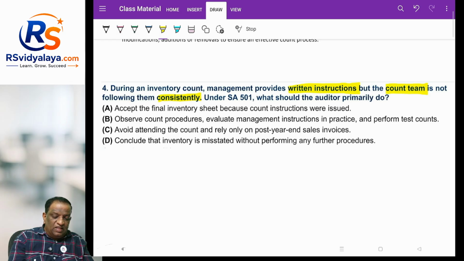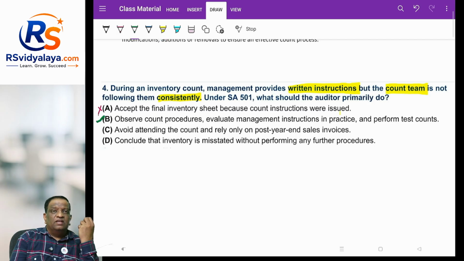So let's see. When they are not following, the answer is: accept the final inventory sheet because instructions were issued. No, mere issuance of instructions is not sufficient. Since they are not following instructions, the auditor will not accept it because the instructions are not complied with properly. Instead, observe count procedures, evaluate management instructions and perform test counts. This appears to be the most logical.